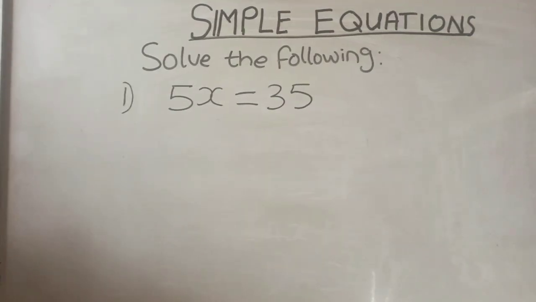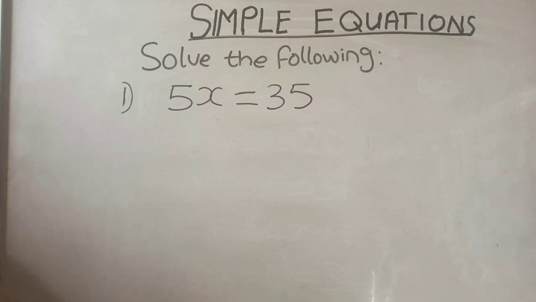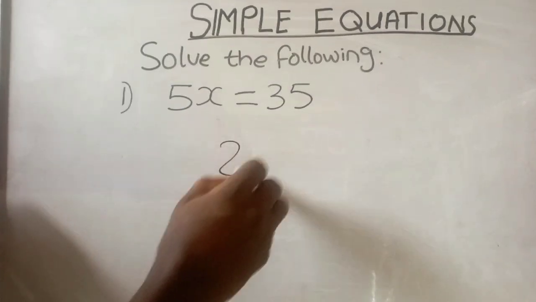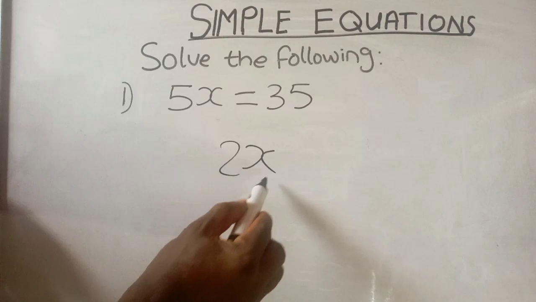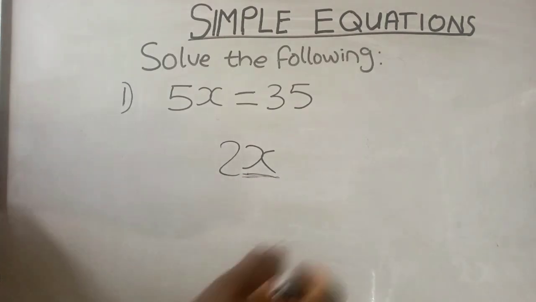So let's begin with example 1. In example 1, we have 5x equal to 35. Recall in our previous video, we talked about coefficients of algebraic terms, whereby if you have something like 2x, if I ask what is the coefficient of x here, one would say 2.